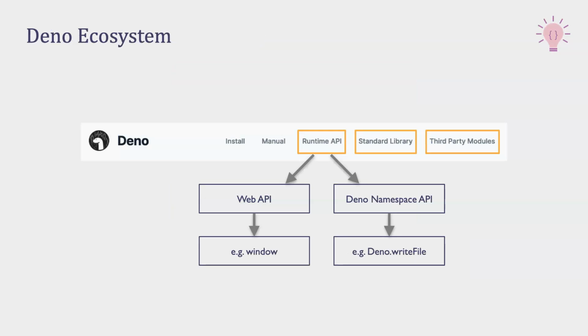In this lecture, we have learned about the Deno ecosystem. The three main parts are the Runtime API, the standard library, and the third-party modules.